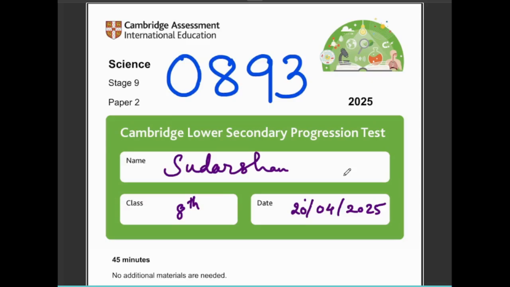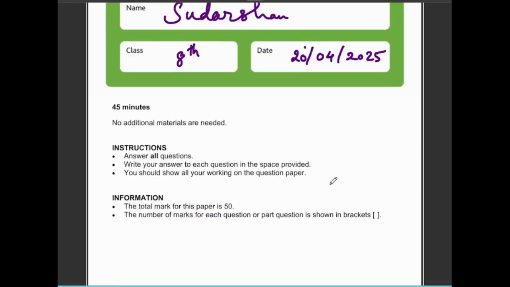Now, let's check paper 2 here. 45 minutes is the duration. No additional materials are needed, nor will they be provided to you. Answer all questions. Write your answer to each question in the space provided, and you should show all your working on the question paper. The total marks for this paper is 50, and the number of marks for each question or part of a question is shown in brackets.